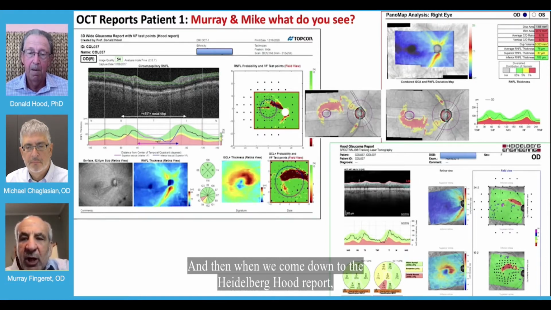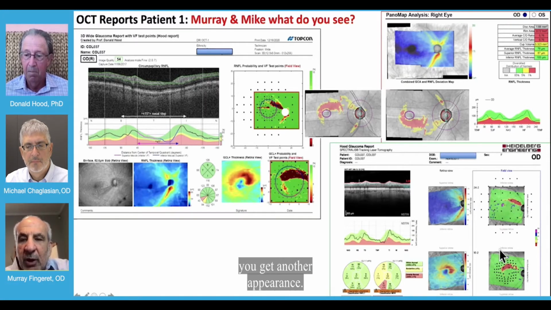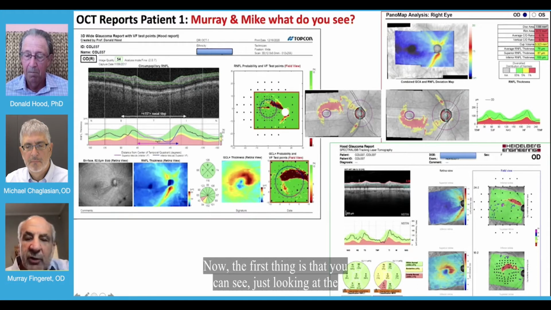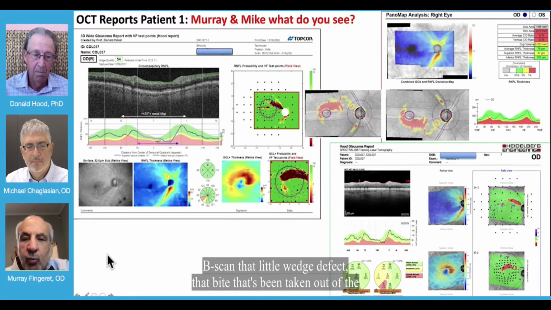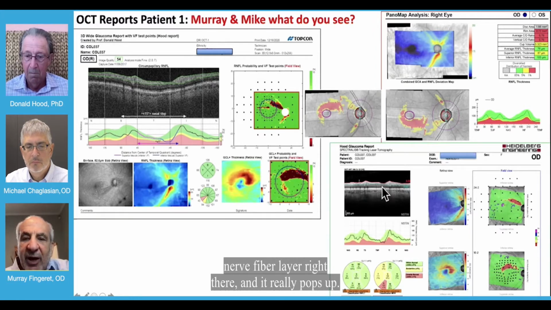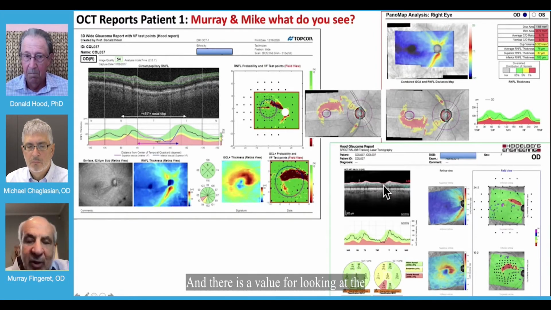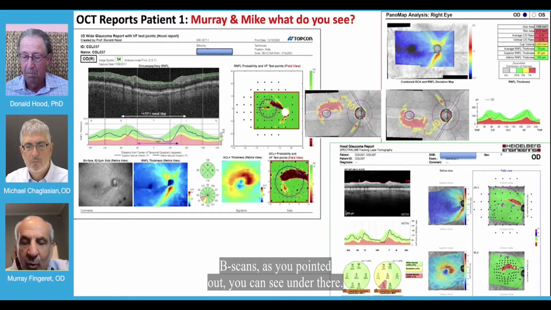And then when we come down to the Heidelberg hood report, you get another appearance. Now, the first thing is that you can see just looking at the B scan, again, that little wedge defect, that bite that's been taken out of the nerve fiber layer right there, and it really pops up. And there is a value for looking at the B scans, as you pointed out.